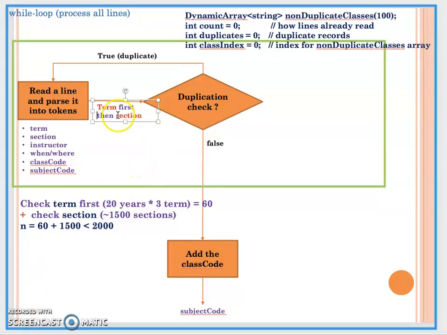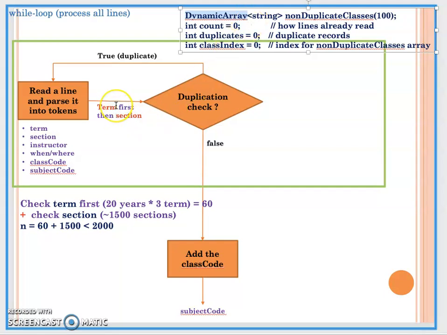Okay, so now we need to think about what it means, term first, then section. In order to find the term first and then do the section, you need to find the correct term that you need to check the section in. So now we actually need to change our object a little bit, how we save it in our dynamic array. Before, in our dynamic array, because we had the class code, our non-duplicate classes were using a string, the class code equal to term plus section.